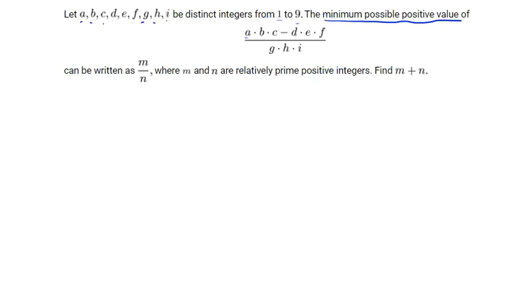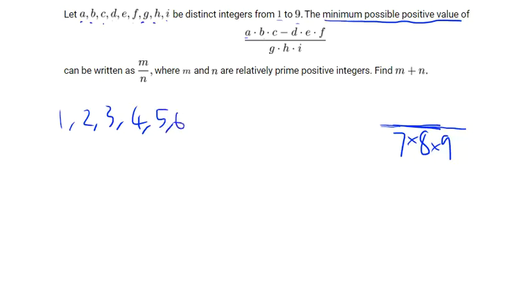Now the common sense thing to do will be to put the biggest numbers in the denominator, right? So 7, 8, 9 on the bottom, because that will result in the biggest denominator possible. Bigger denominators mean smaller fractions. So we're left with 1, 2, 3, 4, 5, 6, since we already used 7, 8, 9 here.